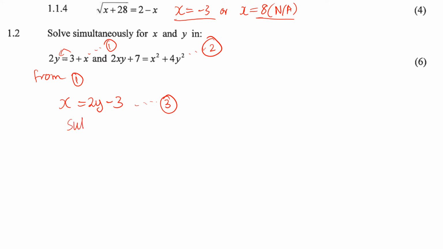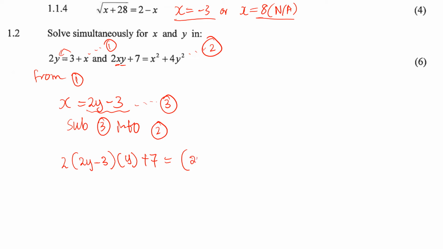Then we must substitute equation 3 into the other equation, into equation 2, right? Meaning that wherever there is x, we're going to replace it by what? By 2y minus 3, and there's another y multiplying, plus 7 is equal to, wherever there is x, we're going to replace it by 2y minus 3, because we are substituting equation 3 into equation 2, right? But this x was squared, meaning that would be squared plus 4y squared. Okay, now we got our equation in terms of y.